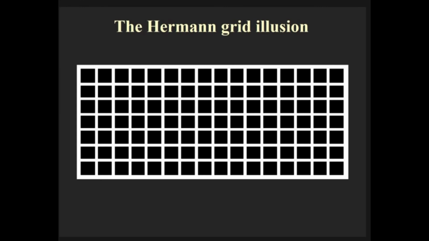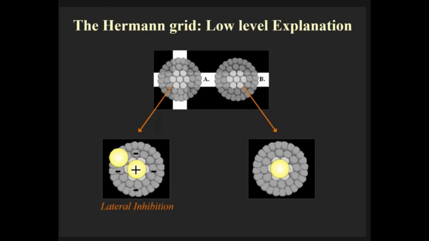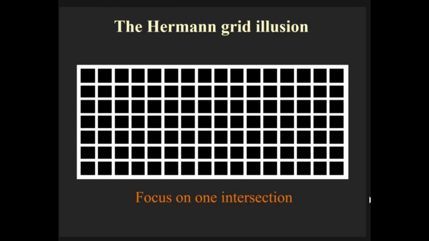When you look at the Hermann grid illusion, you see a whole bunch of dots, but they're not really there. And it's that whole thing we talked about, the low-level explanation of the light being perceived by your eye and how some parts of your eye see light as positive, some parts see it as negative. If you only look at one intersection, then you won't see the dots. It's when you look at one intersection and your perception around it goes, you'll see the dots.